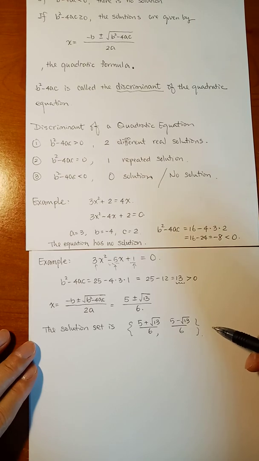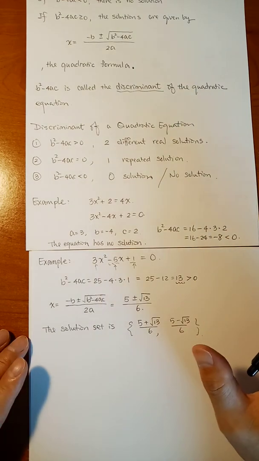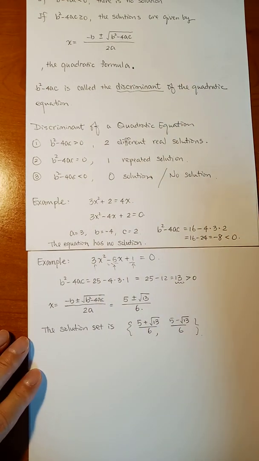So this one has two different real solutions. The first example has no solution because the discriminant is negative.